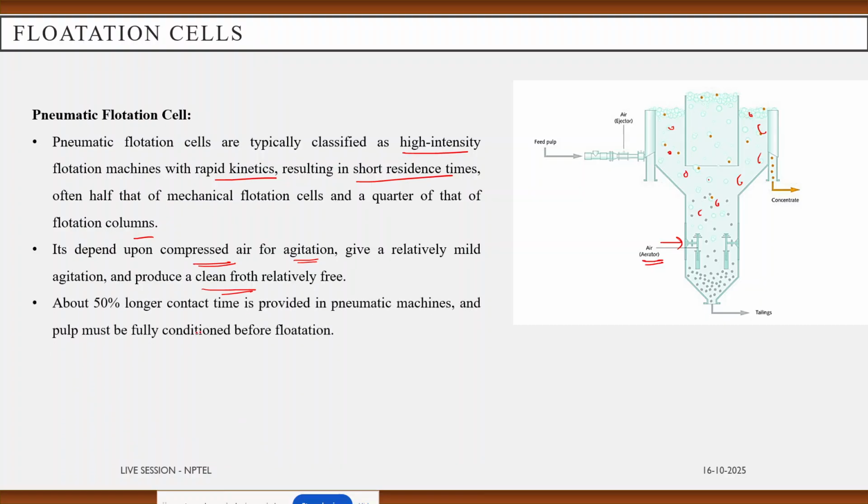About 50% longer contact time is provided in the pneumatic machines, and the pulp must be fully conditioned before flotation.